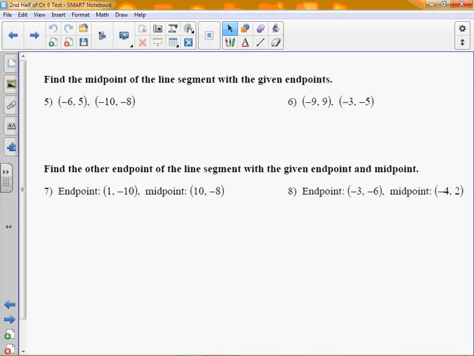You guys have now done both parts of the Chapter 6 test. You got a grade on it. Some of you are going to need to fix it. And this worksheet right here is getting back in a groove. It's what we got that first day after we returned from spring break.